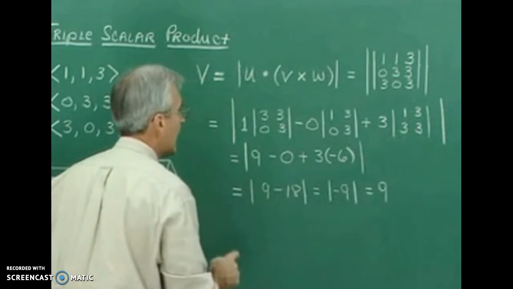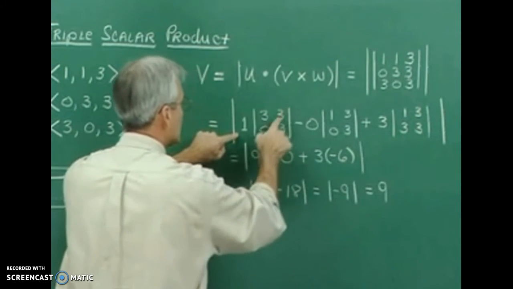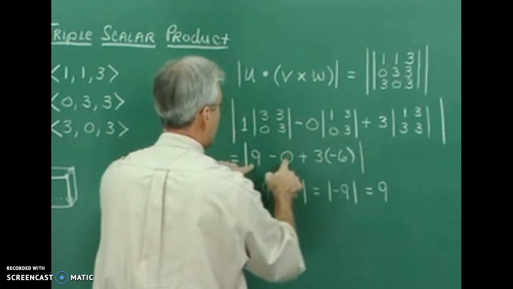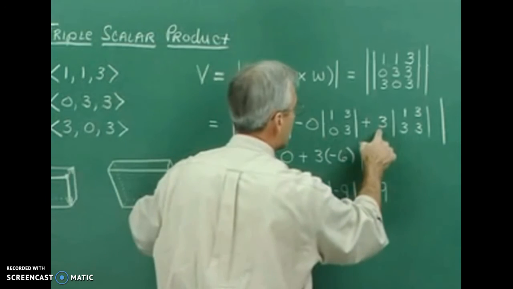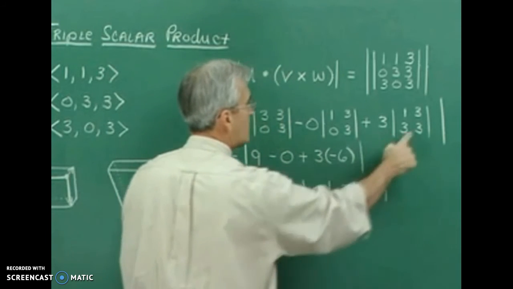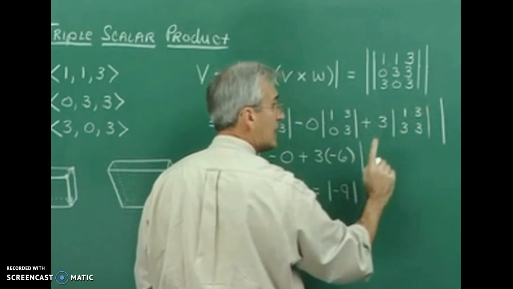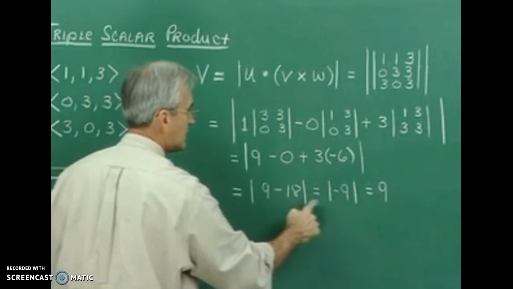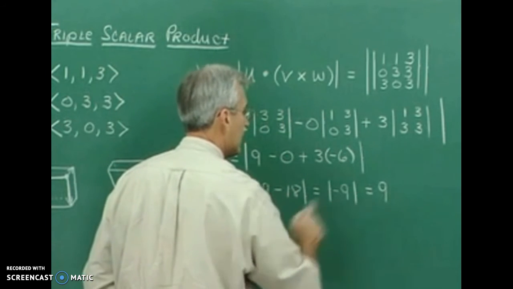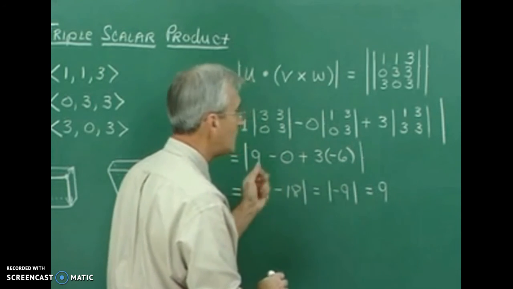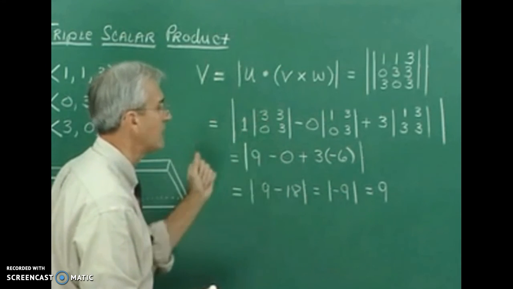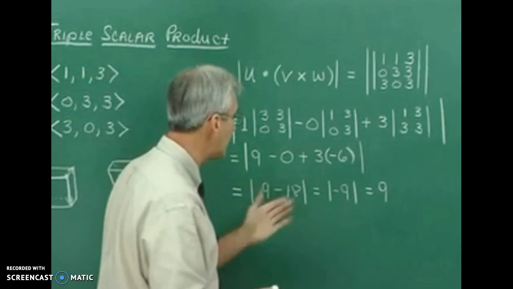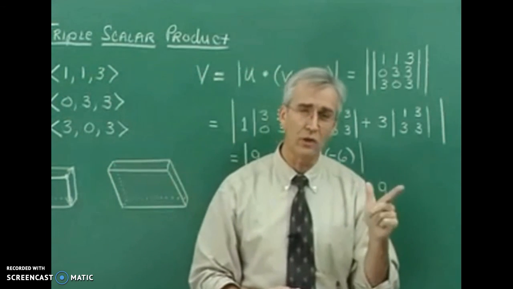All right, and then we have, well, let's see, this would be 9 minus 0, so 1 times 9, 9. 0 times, who cares what that is? It's going to be 0. And then 3 times, let's see, 3 minus 9 is negative 6. So 3 times negative 6 is negative 18. 9 minus 18 is negative 9. The absolute value of negative 9 is 9. So we know then that through this process, the volume of this parallelepiped is 9 cubic units of some kind.